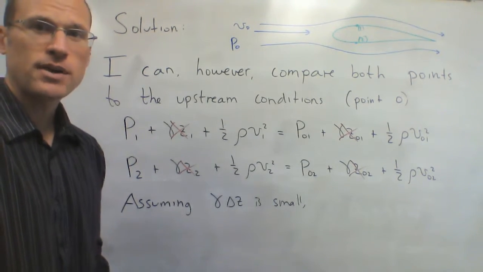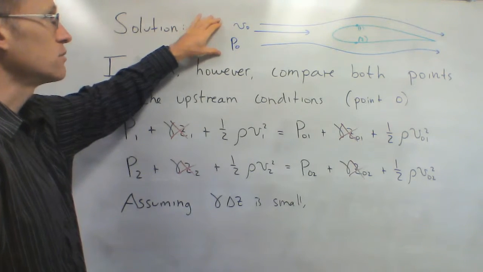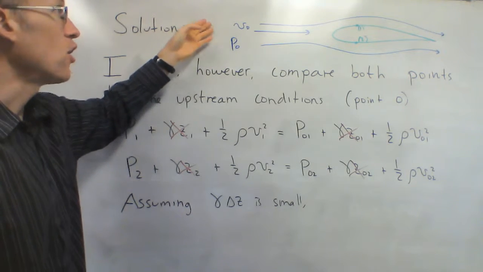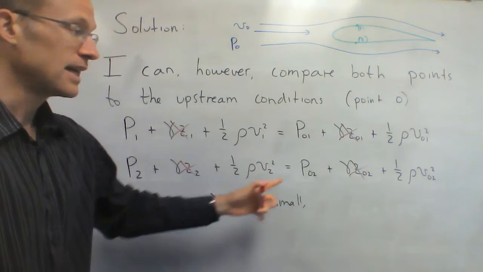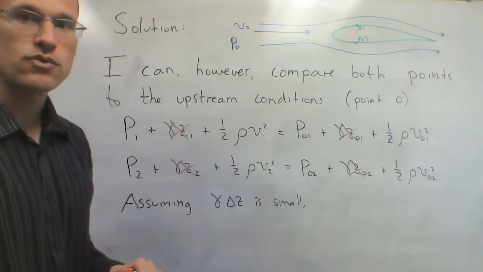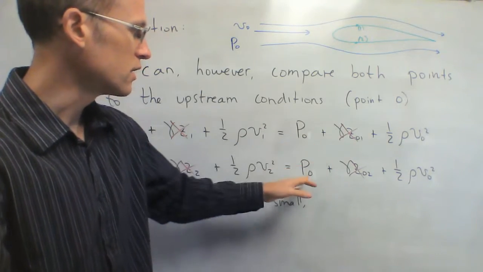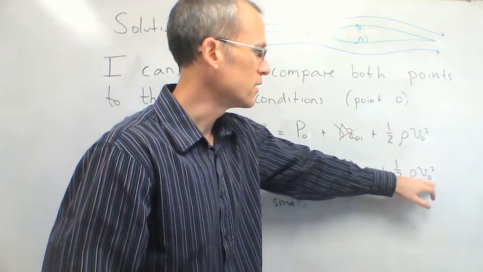And then in terms of my upstream conditions, up here I have velocity V0, pressure P0. It doesn't really matter where I am, doesn't matter what streamline I'm on. They all have the same velocity and pressure. So what I can do now is basically take away these second subscripts. So instead of P01, I just have P0. Instead of P02, I just have P0. Instead of V01, it's just V0. Instead of V02, it's just V0.